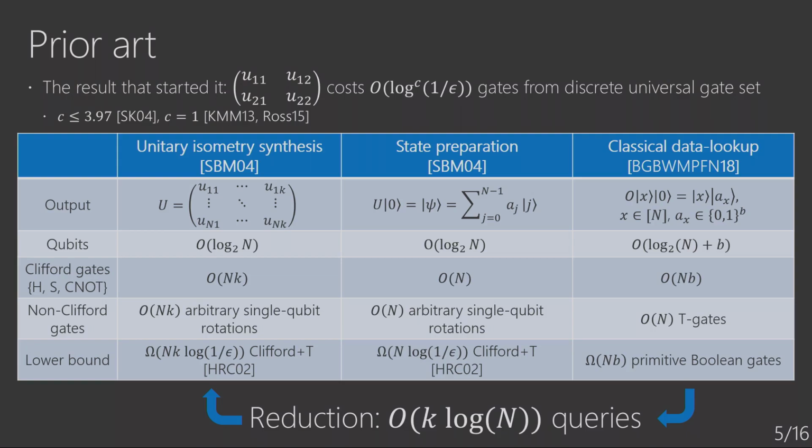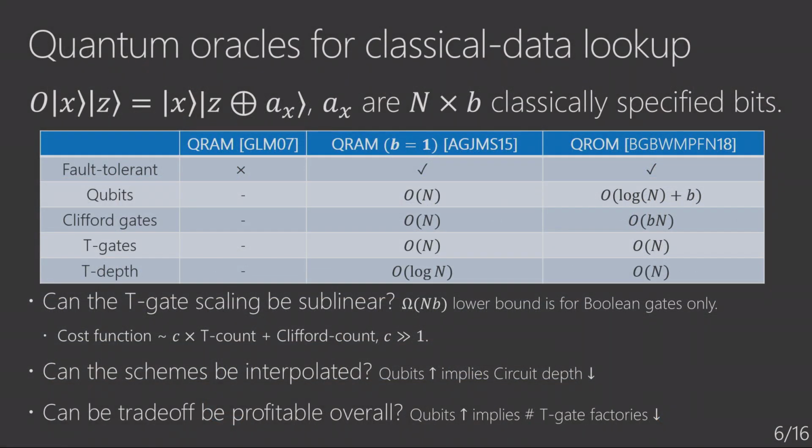So all of these approaches on the left, unitary synthesis and state preparation, have reductions to this scheme on the right, which is just data lookup. There's a way to do all of these using log n queries to a data lookup oracle. And if we can make improvements to the data lookup oracle, we automatically get improvements to the other problems. Maybe the other problems might not be solved as optimally as if you didn't go through this reduction, but these results have wide applicability.